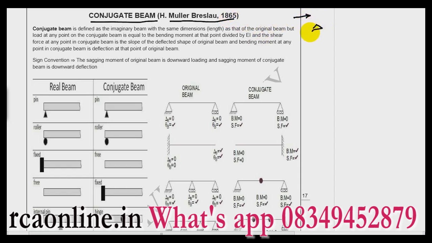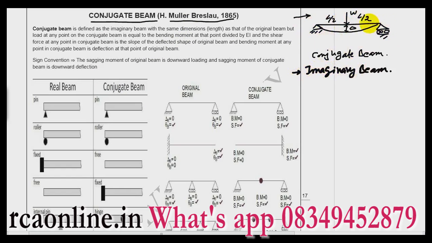Let us say I have one beam and I want to find the deflected shape equation, and I also want to find the deflection under this load. So in this method we will develop one conjugate beam. Conjugate beam is an imaginary beam with certain modifications to our original beam. So what I can say, we have a real beam and a conjugate beam. This is my conjugate beam.